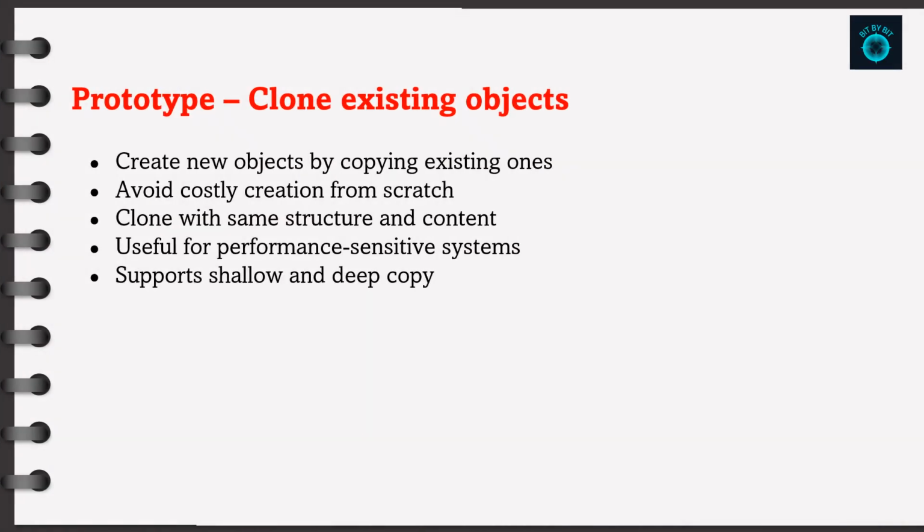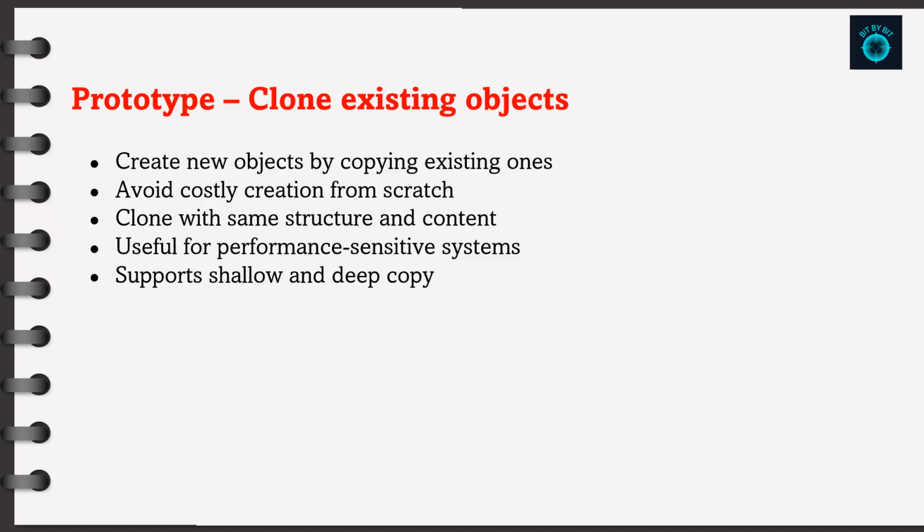Prototype: clone existing objects. The prototype pattern is used to create new objects by cloning existing ones, instead of creating them from scratch. This is useful when object creation is expensive or time-consuming, for example, when it involves many configurations or database lookups. By copying an existing object, we can create a new one with the same structure and data, while still being able to modify the clone if needed.